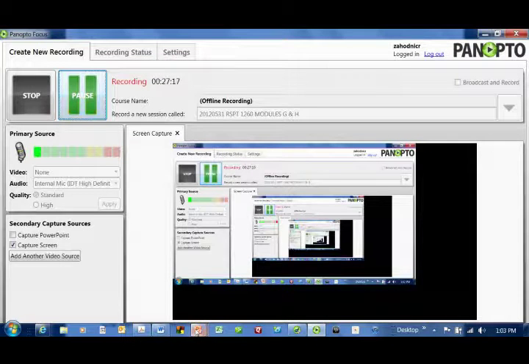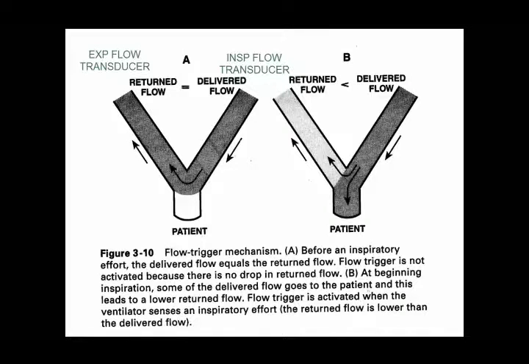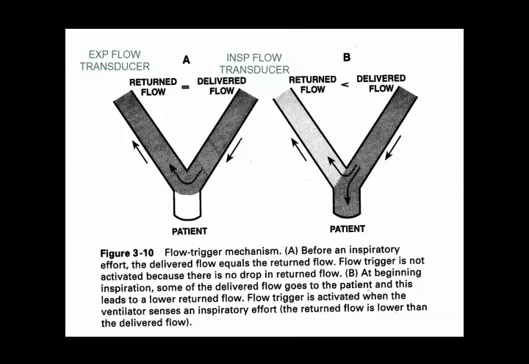And a certain amount of flow has to be missing for it to trigger a breath. Correct? Yes, that's why I said the flow trigger was 3 liters per minute. So if it senses that 3 liters, let's use an example here. I put out 5, I see 5 coming back, nothing's happening. I put out 5, I see 2 coming back, 3 have been depleted, trigger the breath on. The minute it recognizes that only 2 are coming back.